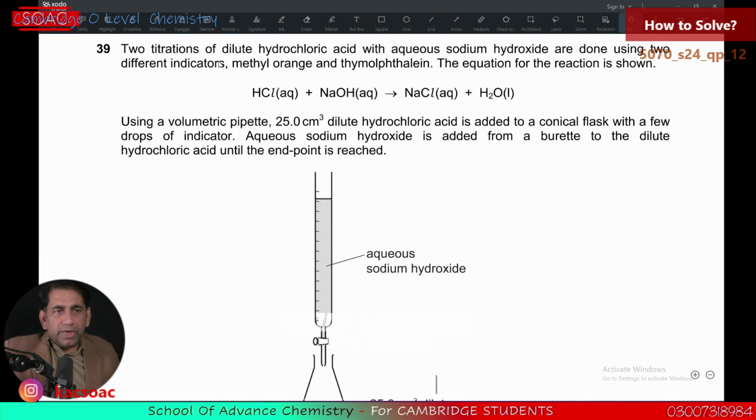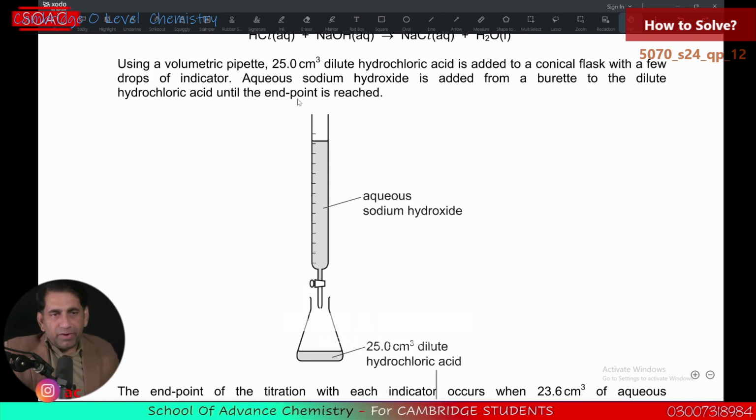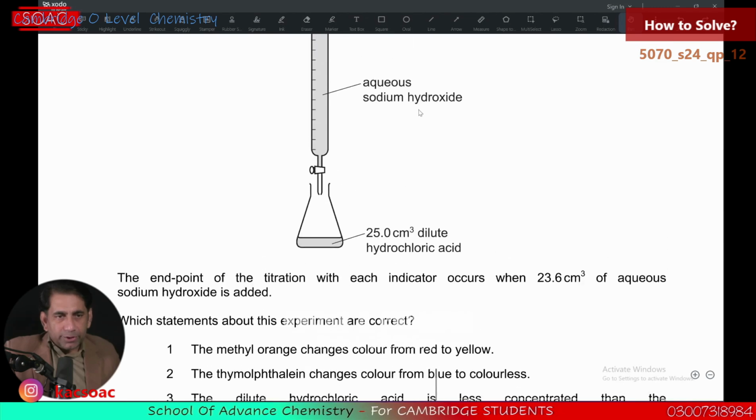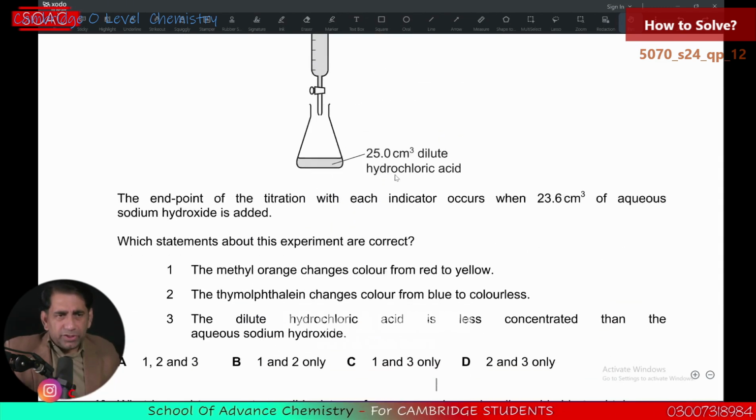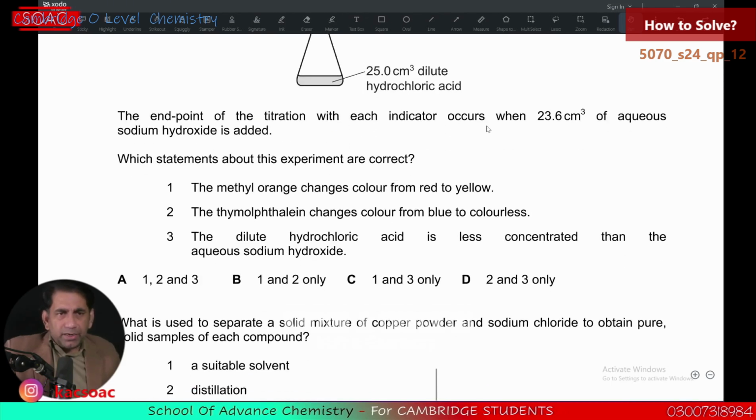Question number 39. Two titrations of dilute hydrochloric acid with aqueous sodium hydroxide are done using two different indicators, methyl orange and thymolphthalein. The equation for the reaction is shown here: 1 mole of HCl reacts with 1 mole of NaOH to give 1 mole of NaCl and 1 mole of H2O. Using a volumetric pipette, 25 cm³ of hydrochloric acid is added to the conical flask with a few drops of indicator. Aqueous sodium hydroxide is added from the burette to the dilute hydrochloric acid until the end point is reached. This is the general representation of this titration. The end point with each indicator occurs when 23.6 cm³ of aqueous sodium hydroxide is added. So that is the volume from the burette till the end point.